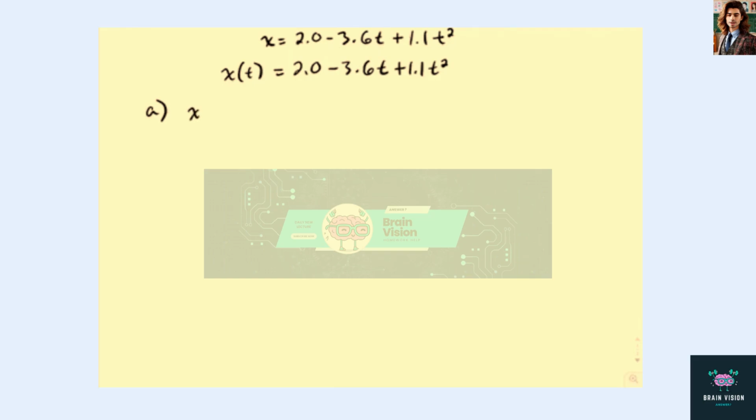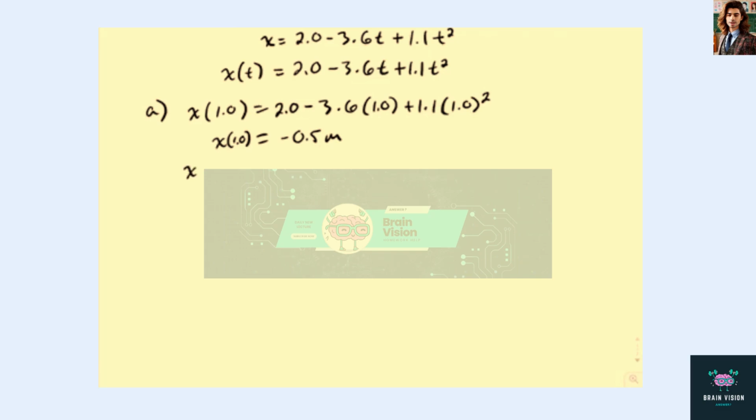So for x of 1 second, we're just going to plug in for t. So 2 stays the same, 3.6 multiplied by 1 plus 1.1 times 1 squared. And this is going to equal negative 0.5 meters.